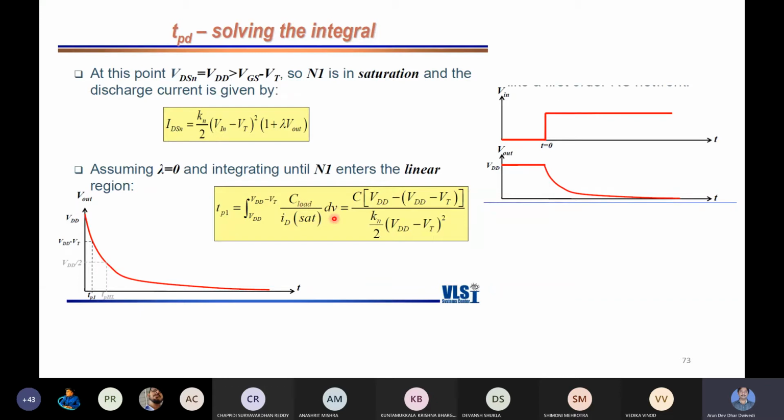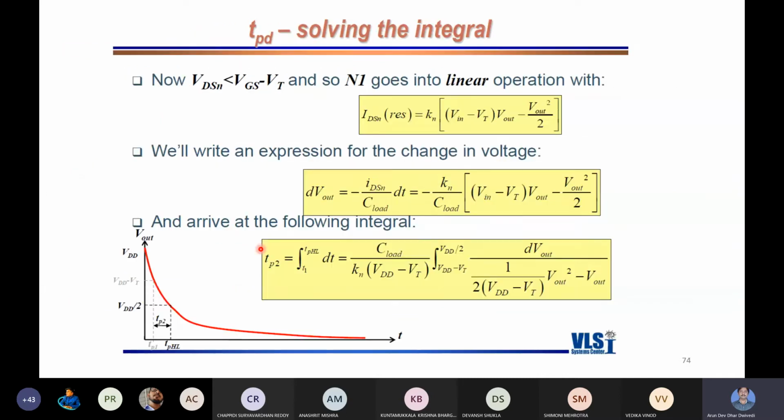And dV is the change of voltage, which we know. All these substitutions can be done, with VDD as this value and VDD minus VT as the second value. So TP1 we can calculate, and similarly we can calculate the second delay TP2. The delay from 0 to this point is TP1, and from TP1 to TPHL is TP2. So this point is TPHL. From TP1 to this point, whatever time delay, that is TP2, and here the initial voltage was VDD minus VT, and the final voltage is VDD by 2.